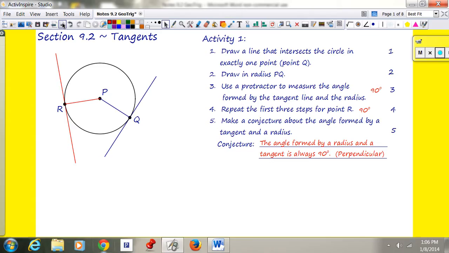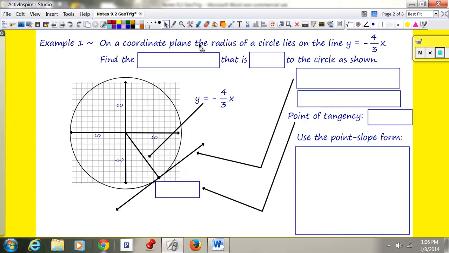Let's move on. On the coordinate plane, the radius of a circle lies on the line y equals -4/3 x. So -4/3 x is this line right here. It gives it to you right there. And it's plus 0 because it's touching right at the 0, 0 point. So y equals mx plus b. b would be 0 in this case because it's touching at 0.